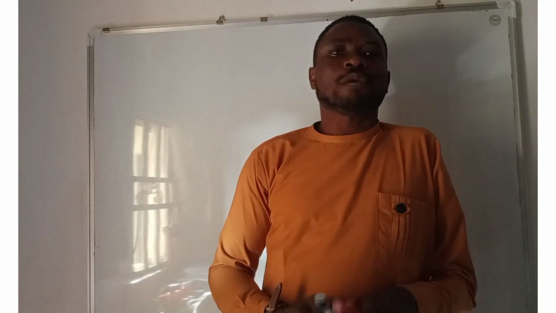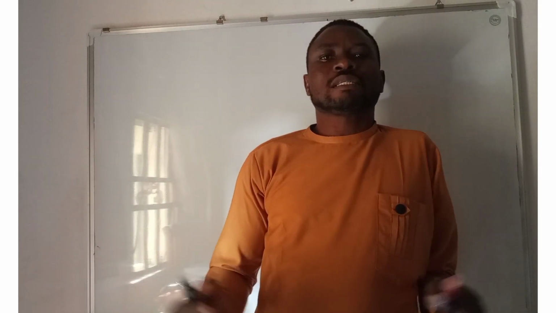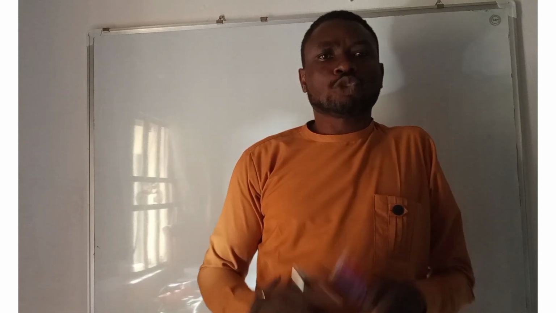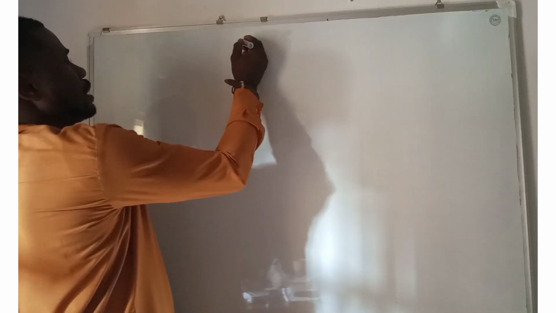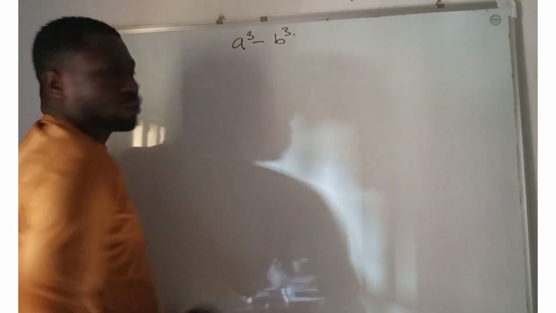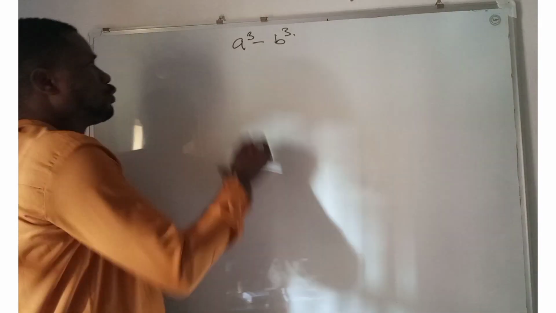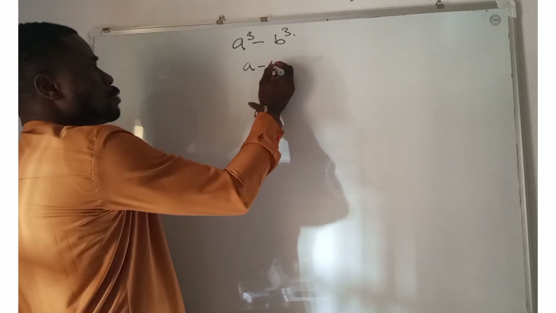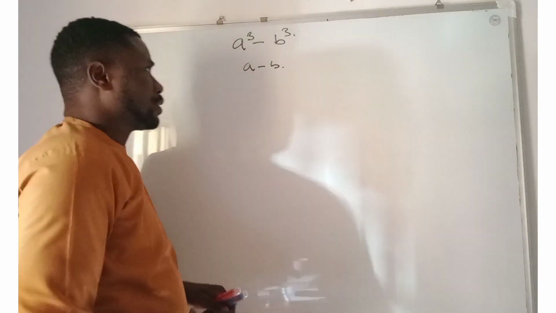Quickly factorize a polynomial that has degree 3, specifically the difference of 2 cubes. So if we have, for instance, a cube minus b cube, and we want to factorize this, what do we do? Let's take the first factor to be a minus b. That is the first factor.